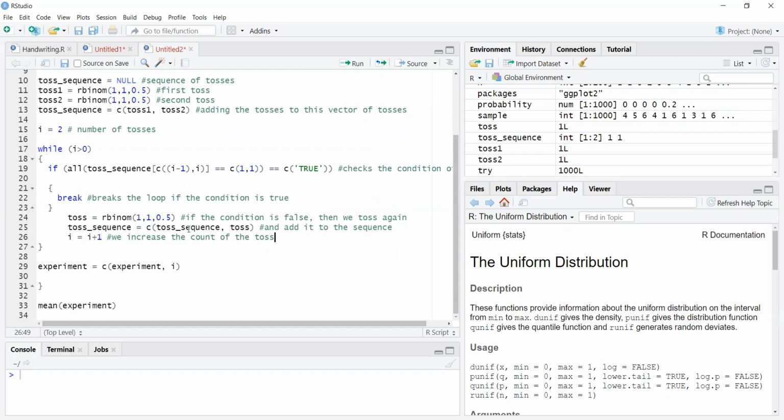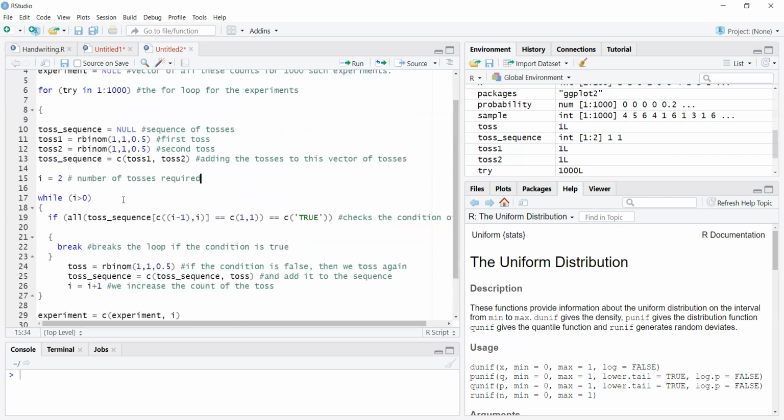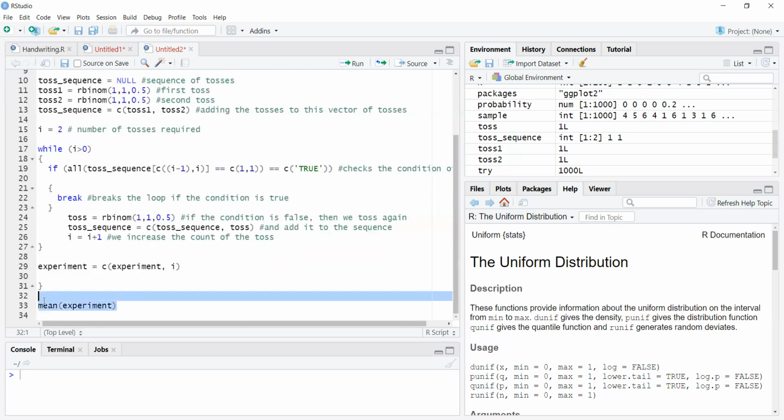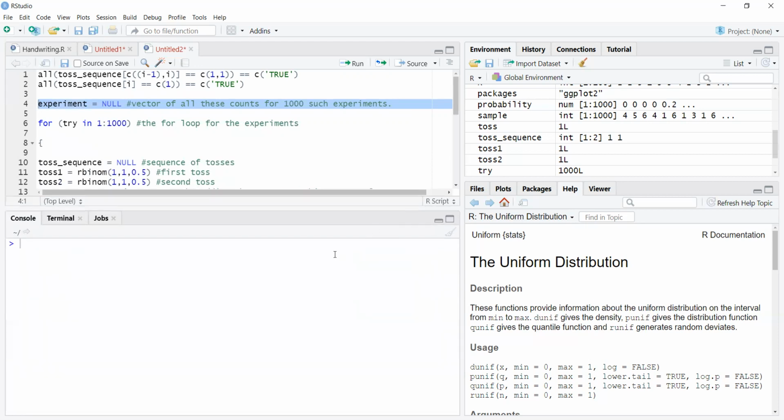So i counts the number of such tosses required. When it breaks, i stores the number of tosses required. Initially the experiment list was null, so we add i to the corresponding experiment. Then we start the experiment again from the beginning, for try equal to 1 or 2. We do this again and again for 1,000 times, and we take the mean of all these experiments, which we expect to come out to around 6. So let's do that.